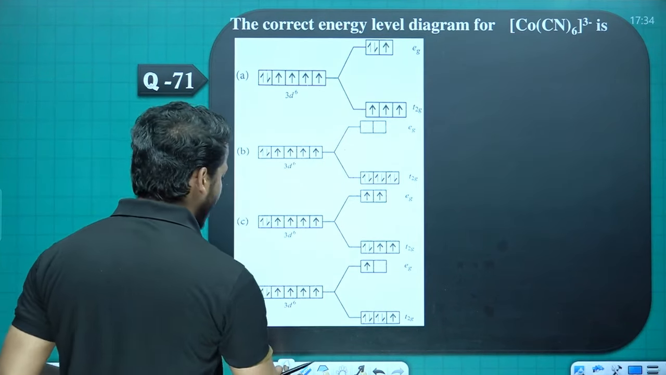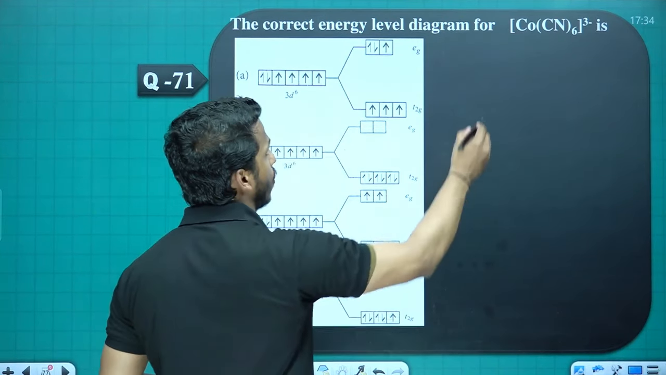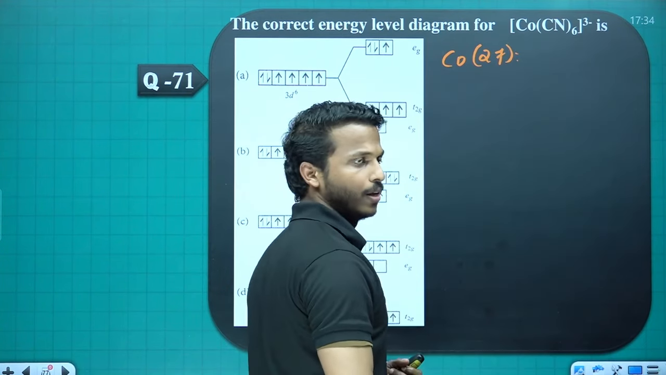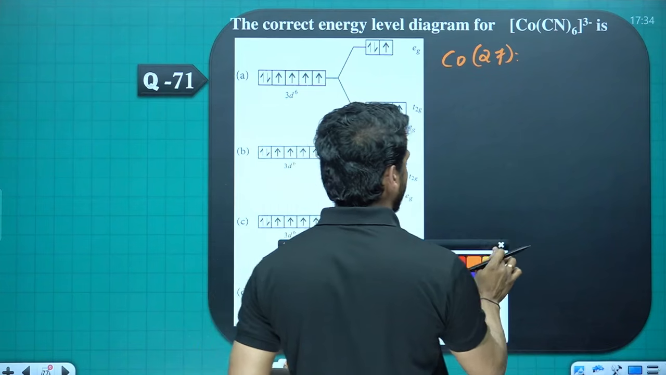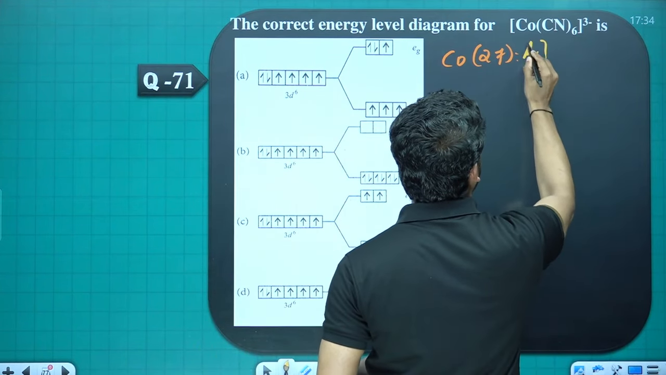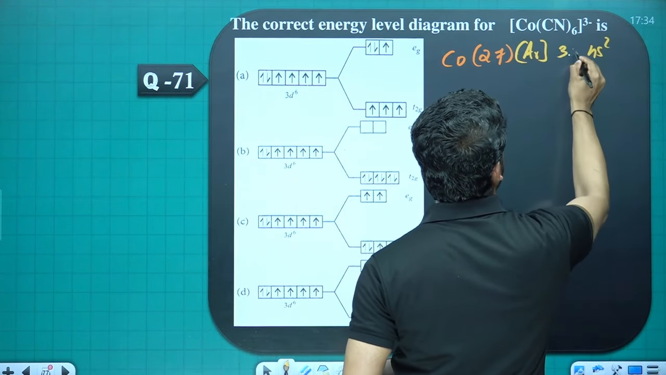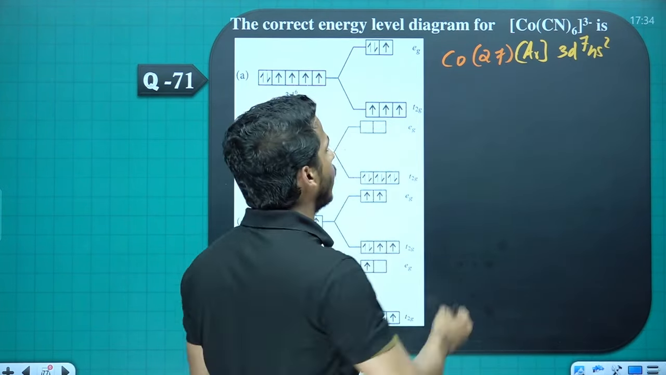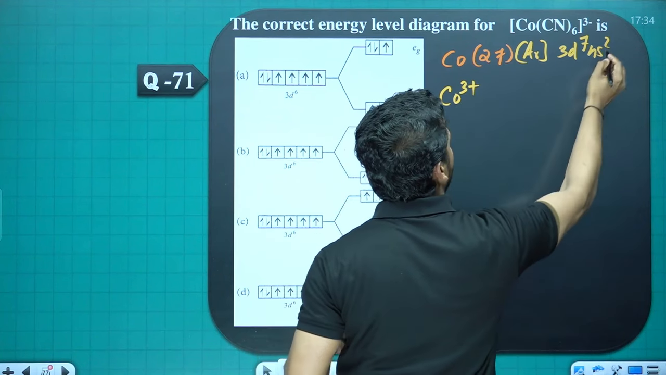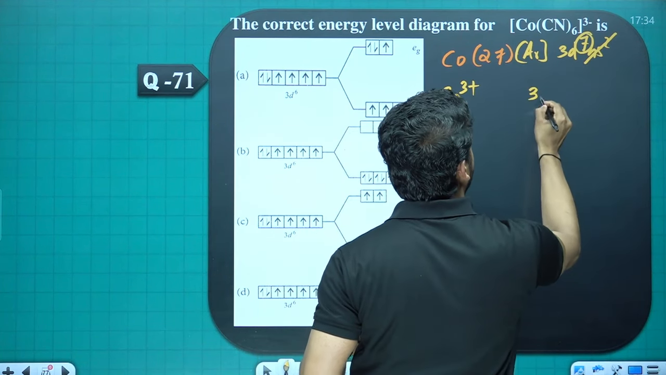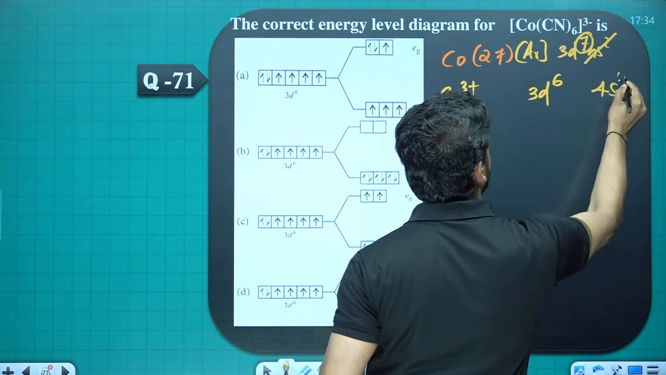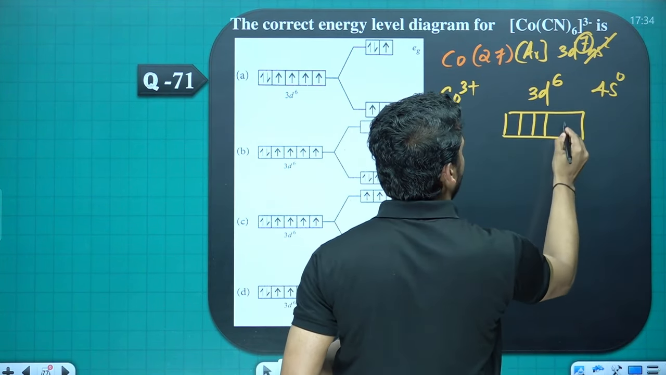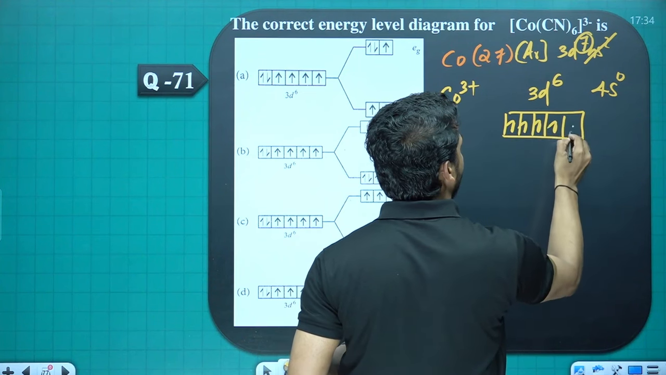Now, what is the correct energy level diagram for the complex here? Again, cobalt is the metal, 27 is the atomic number. Cobalt 27, what is the configuration we can write? We can write argon with 4s2 3d7. Here the cobalt charge you calculate, all of you, you will get cobalt 3 plus. Cobalt 3 plus means these 2 and this 1 are gone, remaining 3d6 and 4s0. And 6 electrons, how can you write it? Normally we can write 1, 2, 3, 4, 5, 6.